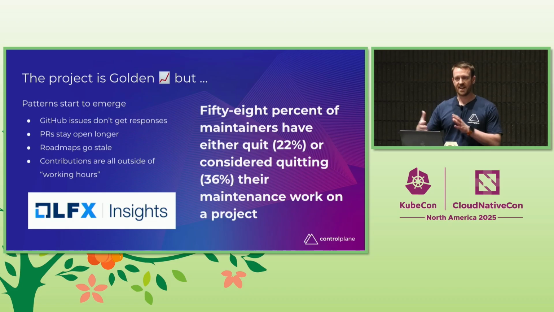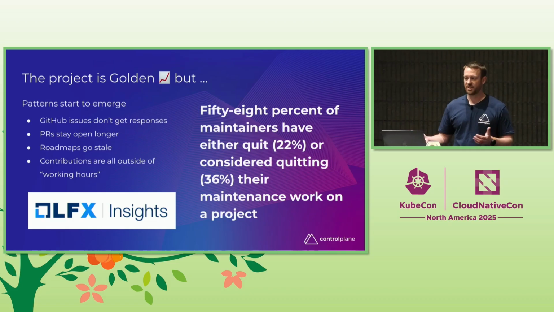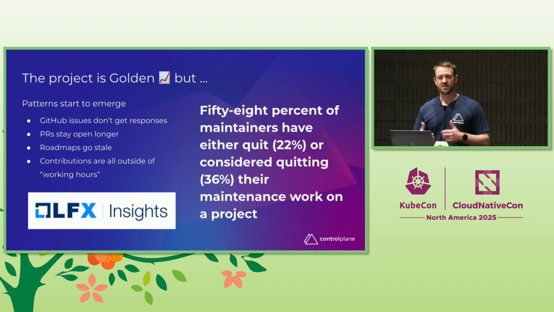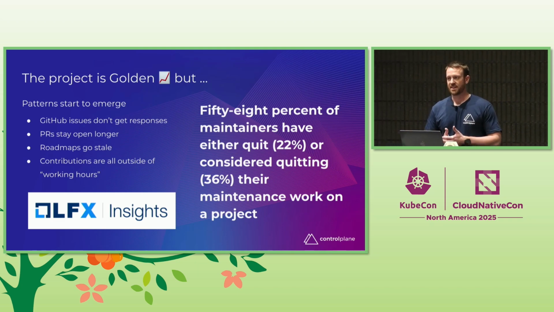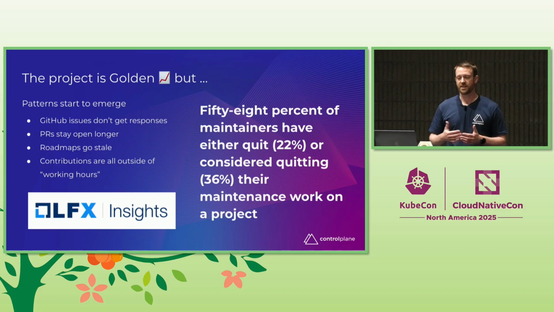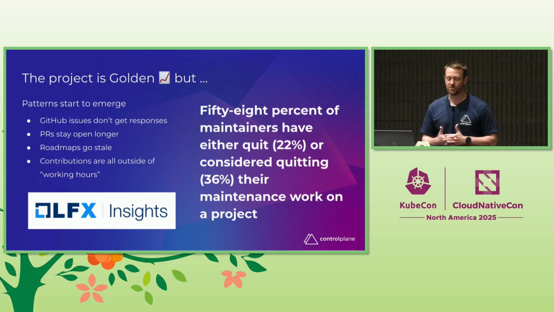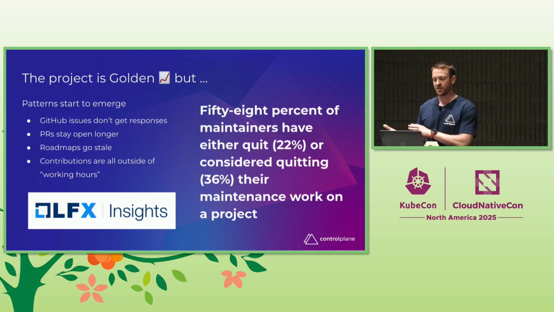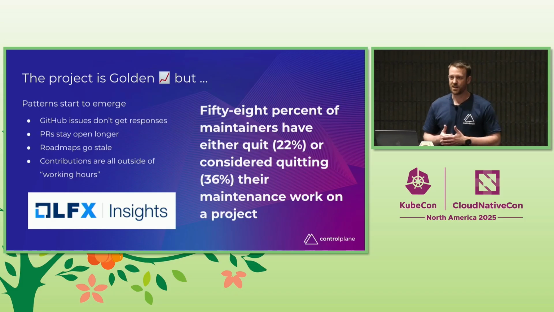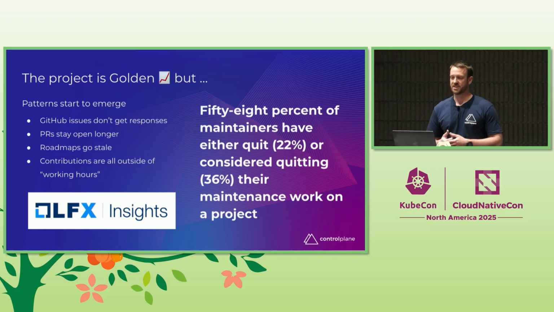So we have this open source project called Huntrix, and it is golden, right? It's doing all the right things. It's solving all the problems that you have, but these patterns start to emerge, things that are not quite right. The GitHub issues aren't getting responses anymore. The PRs are staying open longer than they did in the past. The roadmaps are out of date. All the people working on it are now working on it as volunteers when they used to work at a company that funded their contributions.